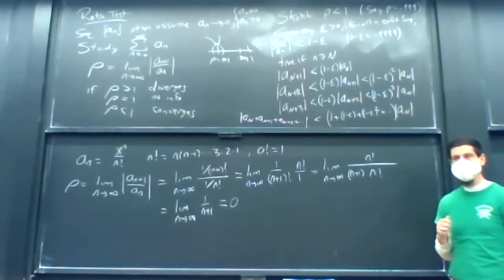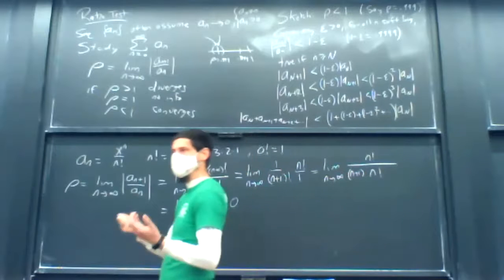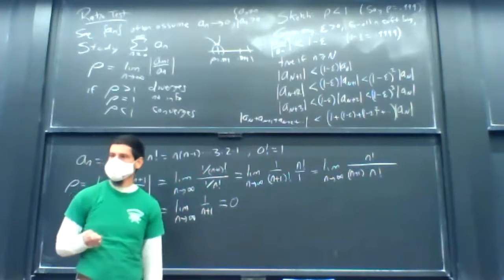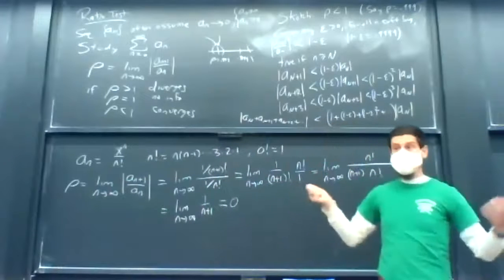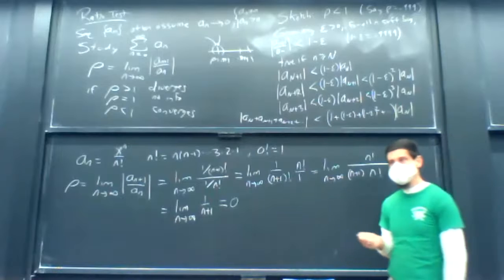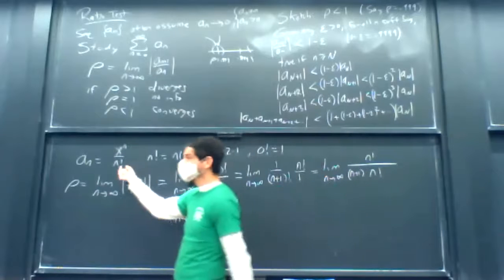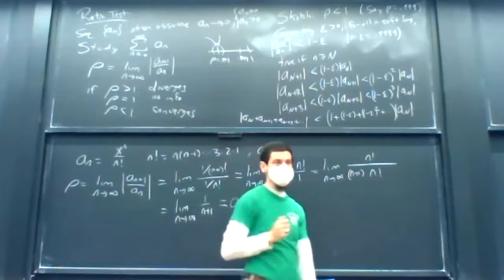If x is a large number, what happens to x to the n? What does it look like if x is, say, 2 or 4 or 10? What happens to x to the n? It gets really large. But n factorial is also getting really large. And so the question is, does n factorial get large so fast that it's going to dwarf the x to the n? The answer is yes.